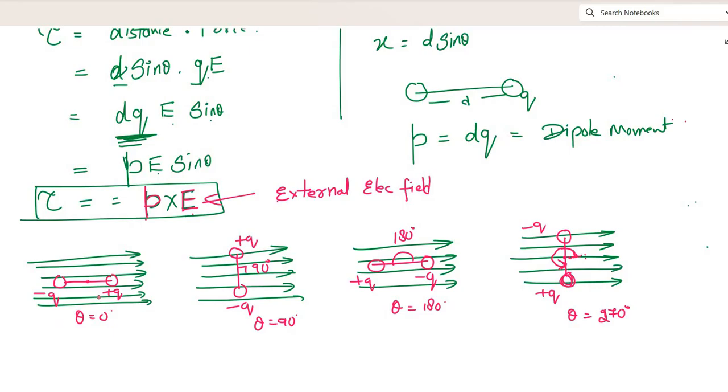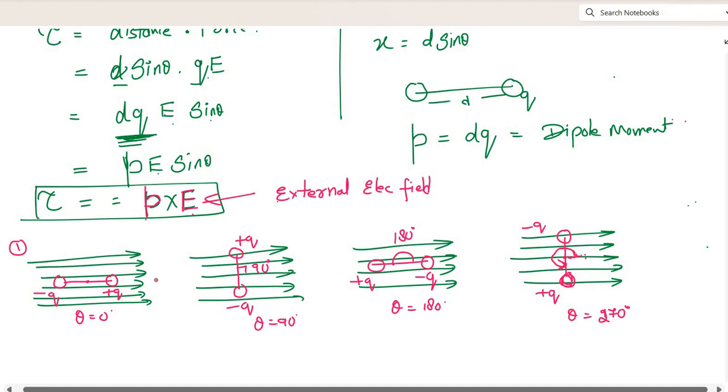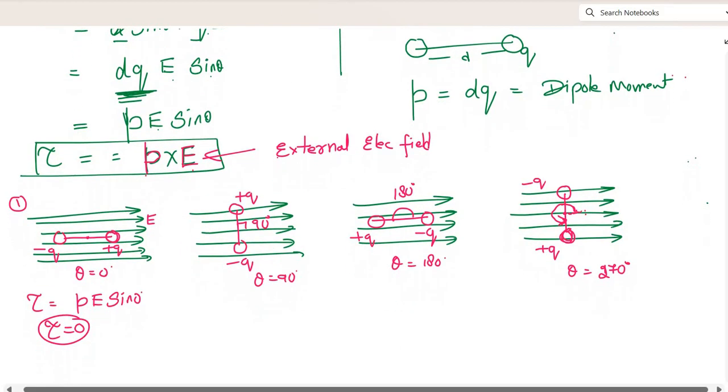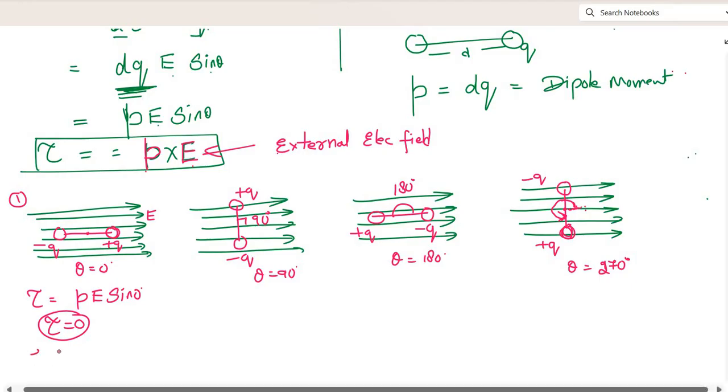In which condition is the torque maximum or minimum? This is the condition when the dipole is kept horizontally, with plus in the direction of E. So this is angle 0. The torque will be PE sine 0, and sine 0 is 0. The torque is 0, so in this condition the dipole will not rotate because it experiences no torque. This condition is called equilibrium. Now, when theta is 90 degrees, the torque will be PE sine 90, and the torque will be maximum.